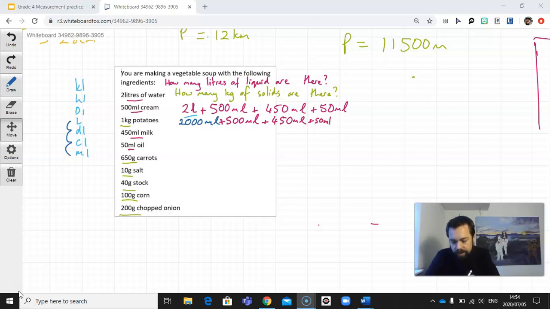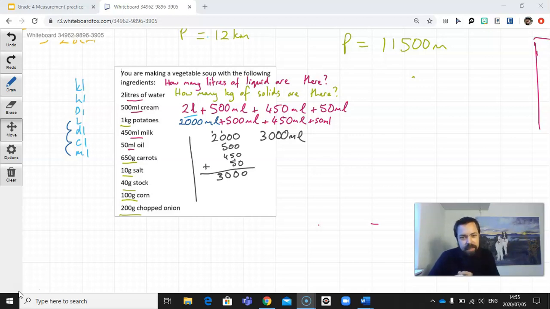Okay, there we go. So now let's add those together. I would normally do that underneath in my workings. So 2000 plus 500 plus 450 plus 50. So let's add those together. All zeros in the last column. 5 and 5 makes 10, so we put a 0 and carry a 1. 1 plus 5 plus 4 gives me 10, carry the 1, 3. So when I add those together, I end up with 3,000 milliliters.